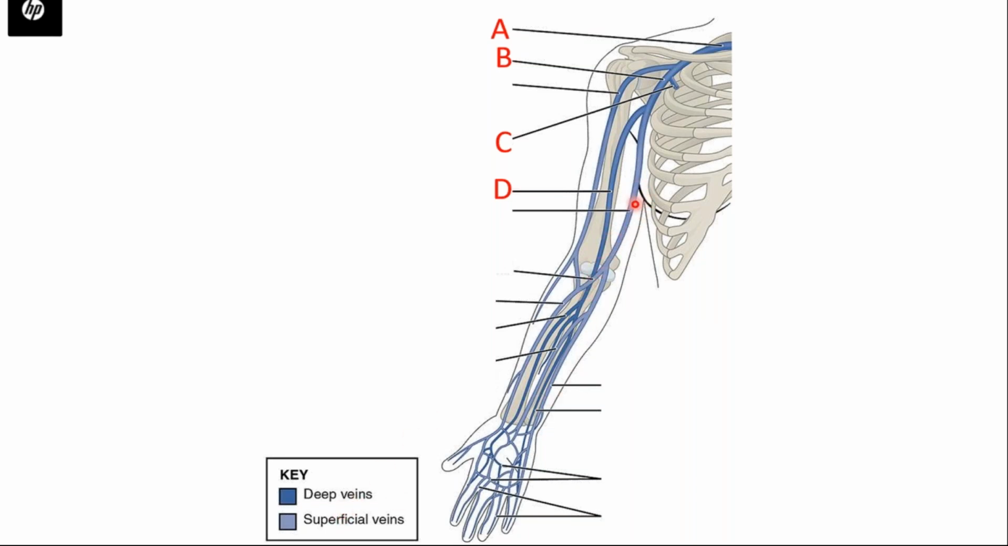Okay, and this one is the basilic vein. I have not coded it. This one is the cephalic vein. This is the median cubital vein. Okay, and what is this C? If you have doubt, you can go to the previous slide.